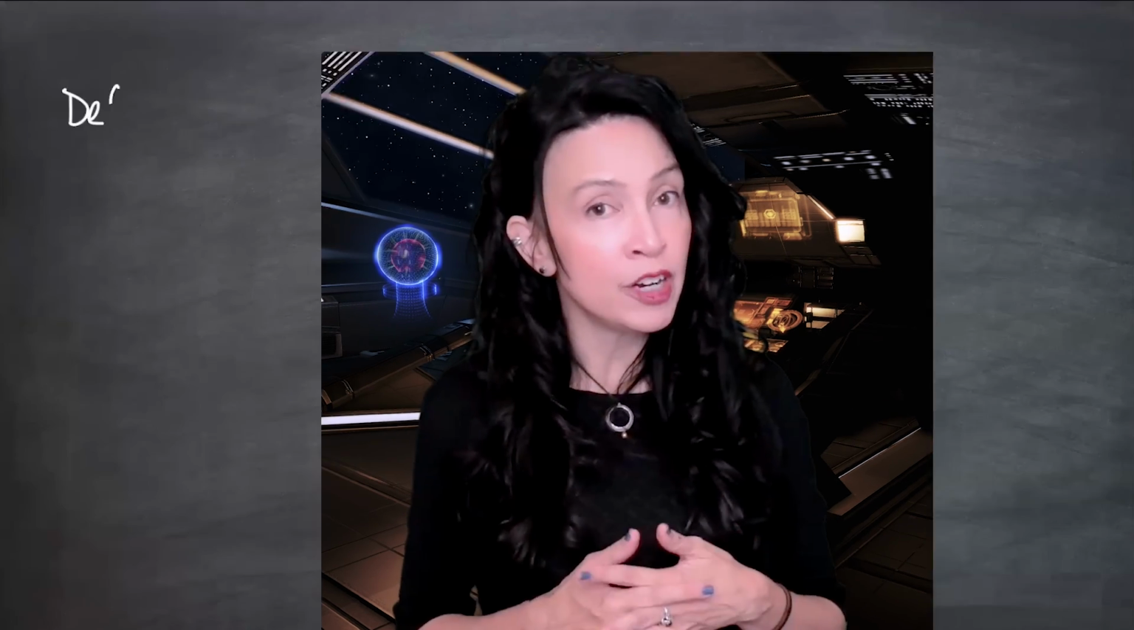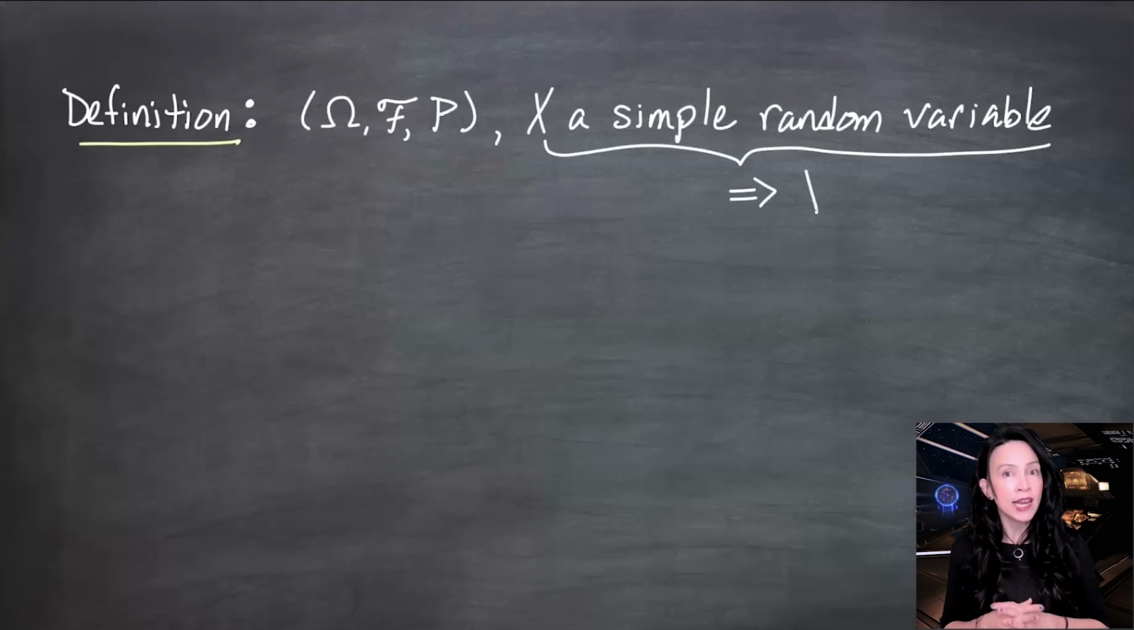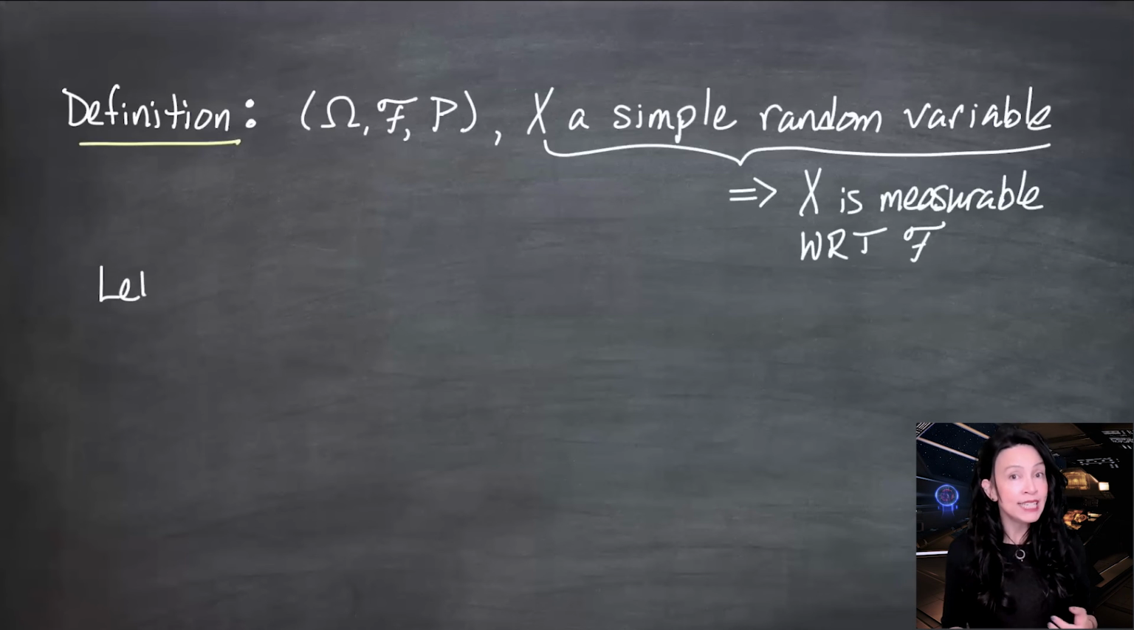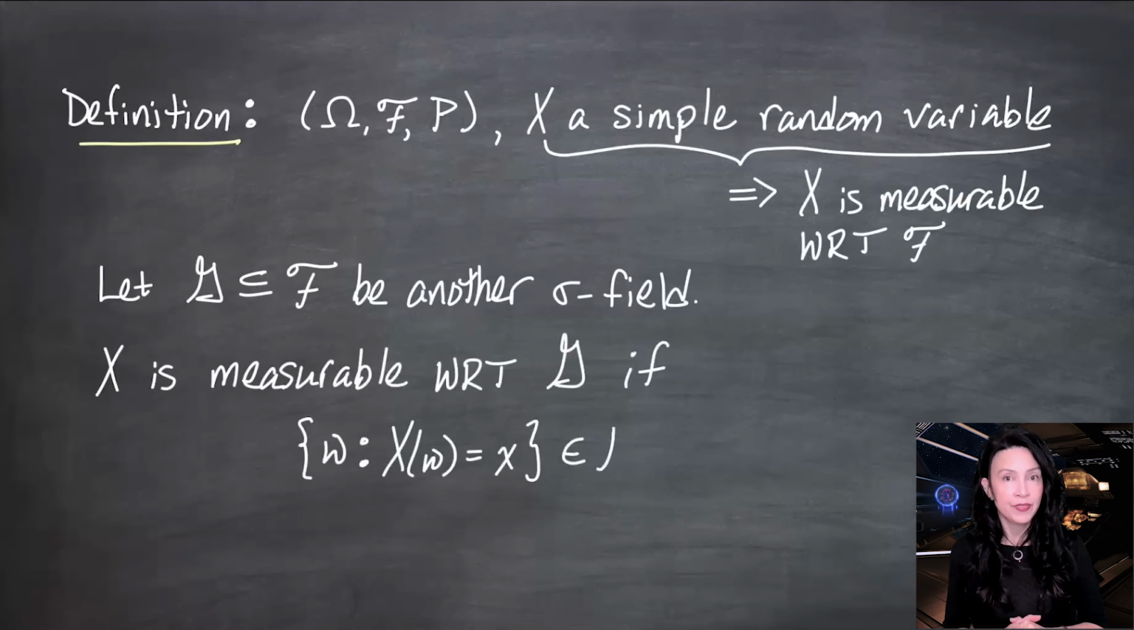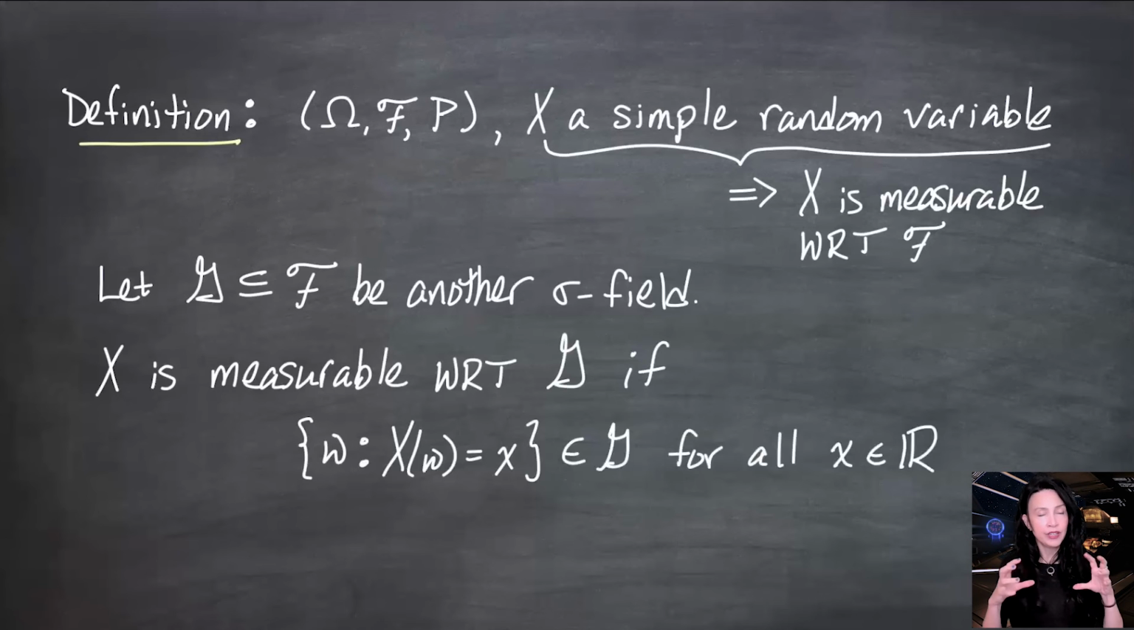Okay, so we have an underlying probability space, including a sigma field. We have a random variable X. Let's assume for now it is simple, and it is measurable with respect to F. If we take another sigma field curly G that's a subset of F, the random variable X could be measurable with respect to this curly G. And what that means is that inverse images of all real numbers under X have to be in curly G. We already know they have to be in curly F, and curly G is contained in curly F, so they're already in here, but they have to be in this smaller sigma field. If so, we say that X is measurable with respect to G.